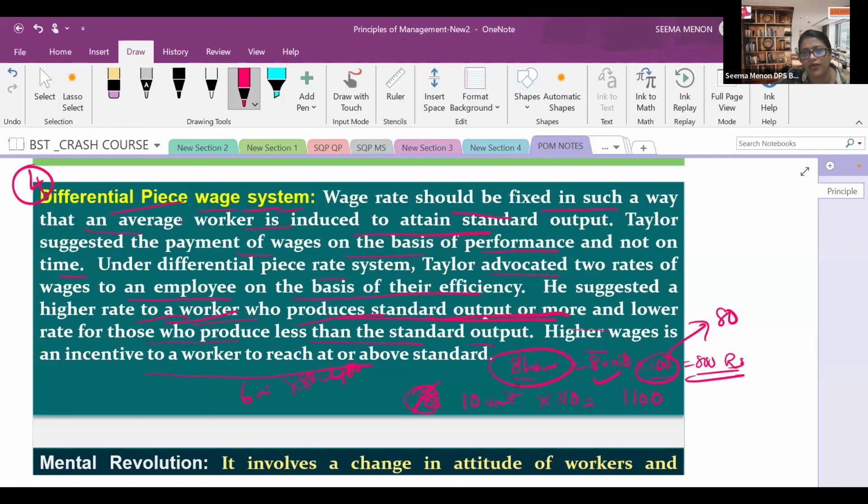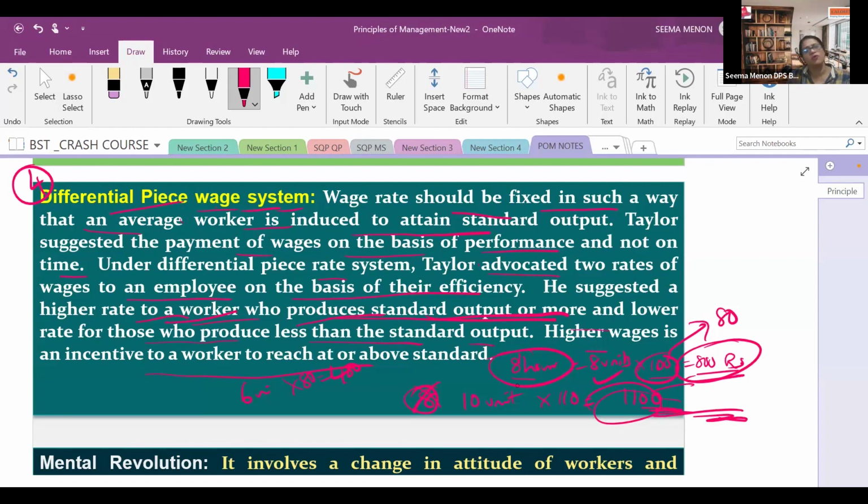Those who manufactured 8 units will be getting 800. Those who manufactured 2 extra units are getting 1,100. So everybody will try to come under category number 3. That means less than, equal, more than. I hope you are clear with this. That is called differential piece wage. Different wage rate. Piece means on the basis of the manufacturing unit.